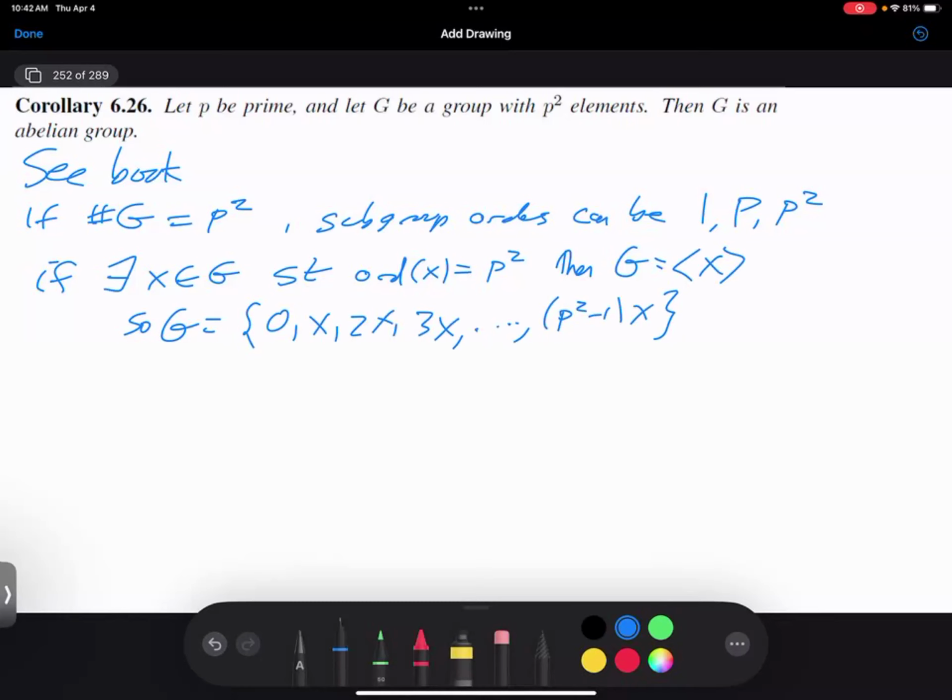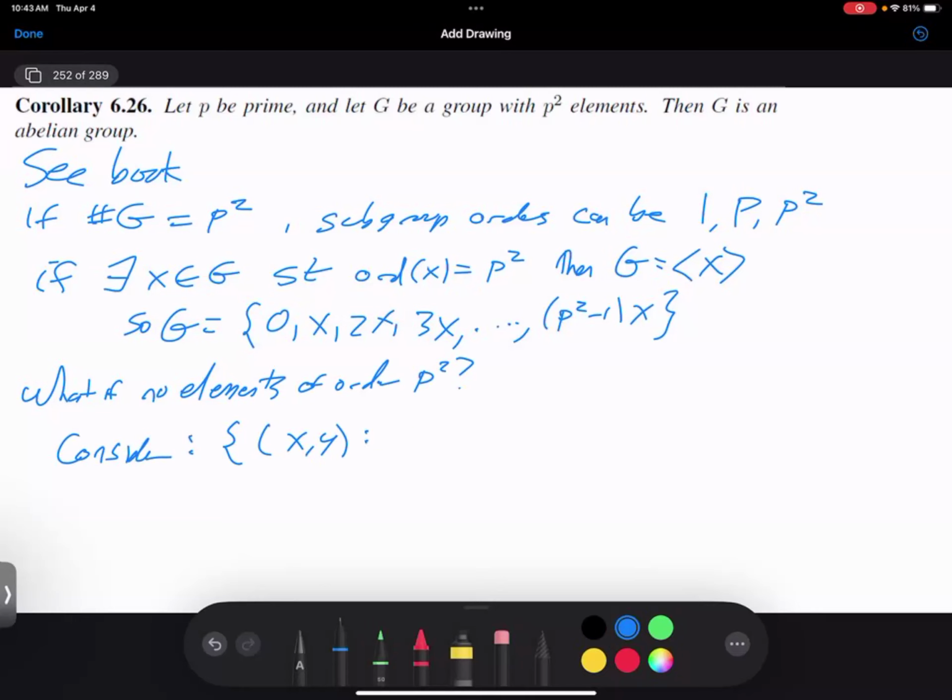So now the next possibility is no elements of order p squared. Something like this. The set of all things, let's say x, y, with 0 less than or equal to x, y strictly less than p. It has p squared elements, and all have order 1 or p.